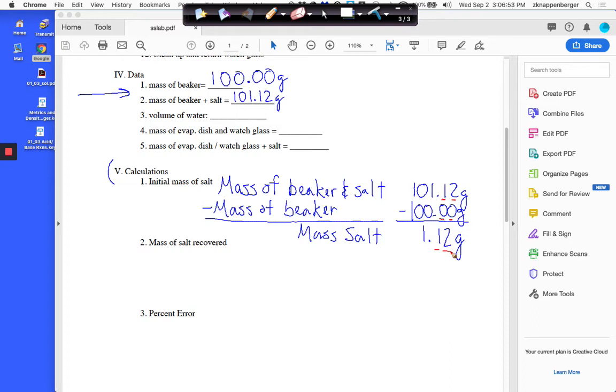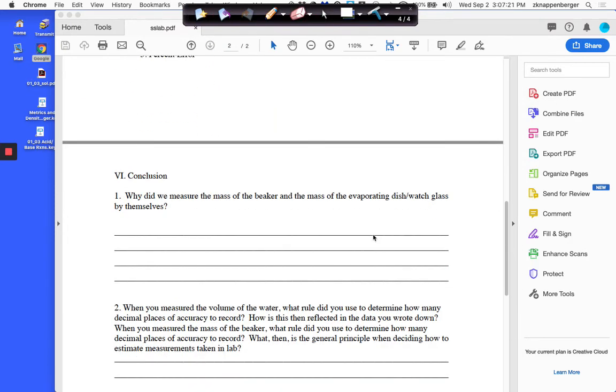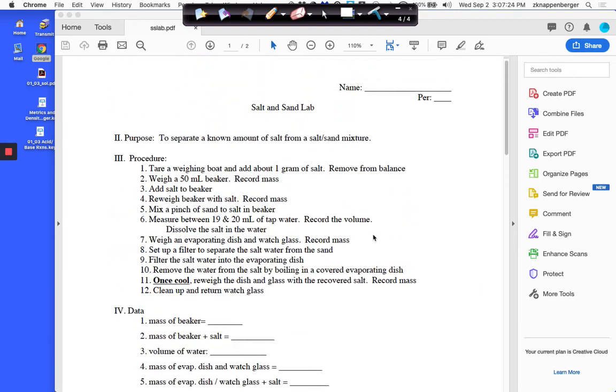So stop here and go watch the video of the lab and collect the rest of your data. When you're done with that, you will then do the mass of the salt recovered, which is a calculation similar to the first one, which should make more sense when you're done watching the video. Then finally, you will calculate your percent error, and following all of this, you will go to the back of the lab and answer these conclusion questions. All of this work should be done before your next class period.